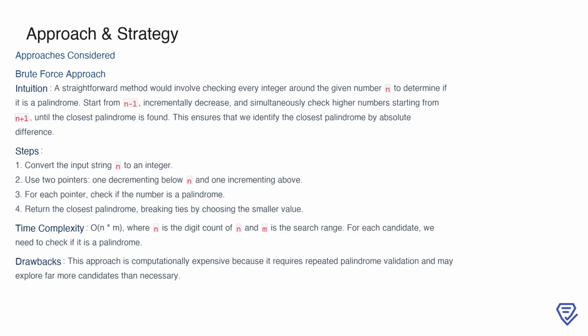While this method guarantees that we find the closest palindrome, it has a major drawback: it is computationally expensive. For each candidate, we need to validate its palindromic property, and this process can require searching through a large range of numbers, especially for larger inputs. As a result, the time complexity is quite high, making the brute force approach inefficient in real-world scenarios.